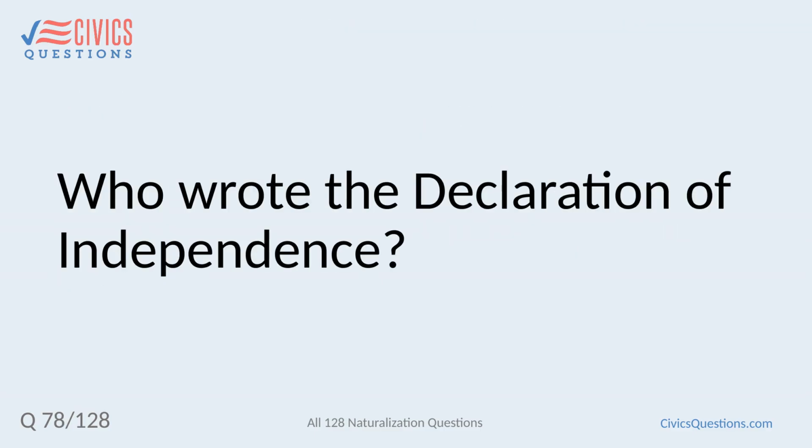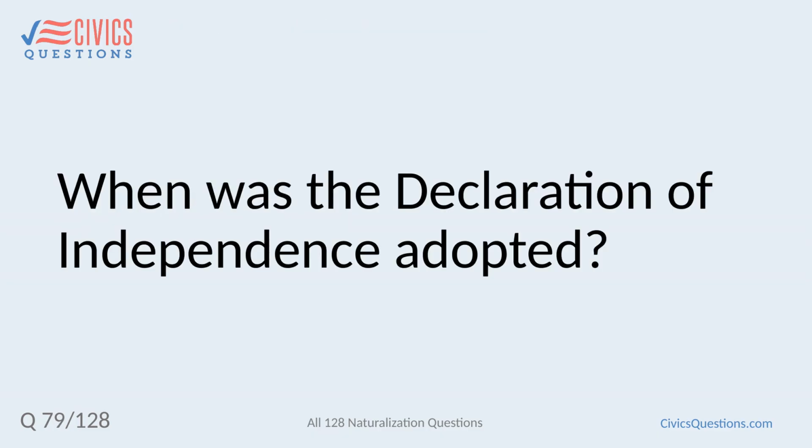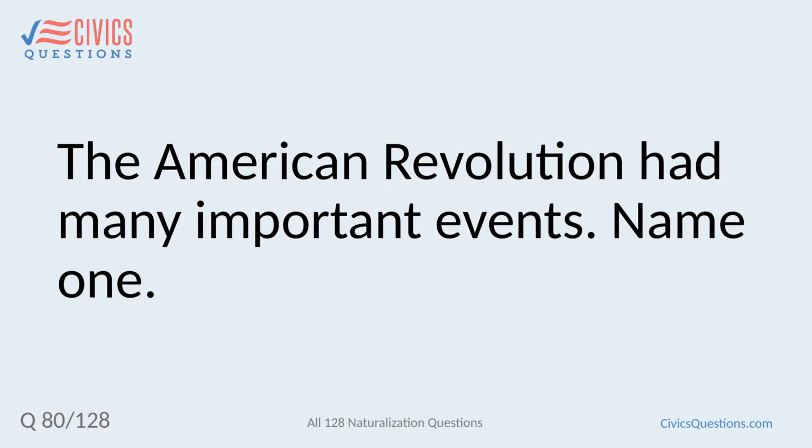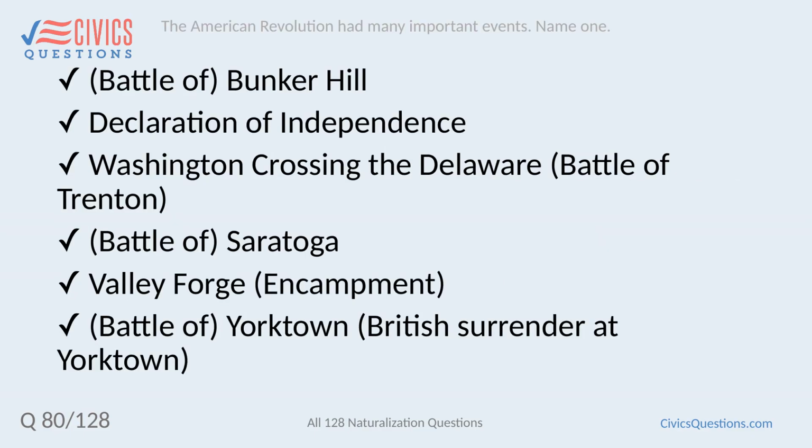Who wrote the Declaration of Independence? Thomas Jefferson. When was the Declaration of Independence adopted? July 4, 1776. The American Revolution had many important events. Name one. Battle of Bunker Hill. Declaration of Independence. Washington crossing the Delaware. Battle of Trenton. Battle of Saratoga. Valley Forge encampment. Battle of Yorktown. British surrender at Yorktown.